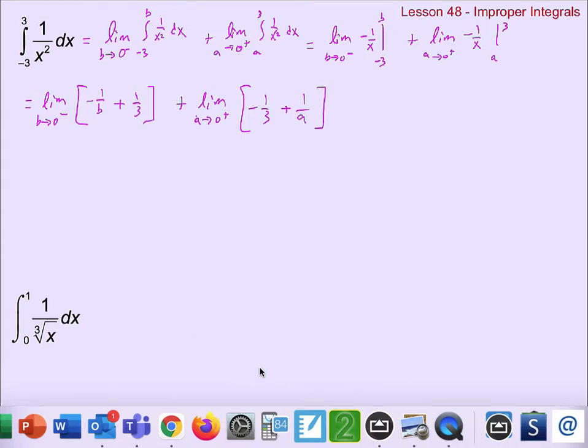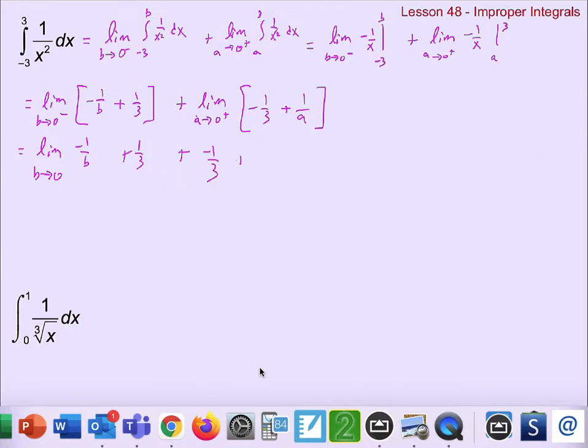And it's possible that you already see the problem we're going to run into here. The limit as b approaches 0 of 1/3, that's easy. But the limit as b approaches 0 of negative 1 over b doesn't exist. Sure, this is going to be plus 1/3. And on the other hand, I can evaluate the limit as a approaches 0 of negative 1/3, which is, of course, just negative 1/3.